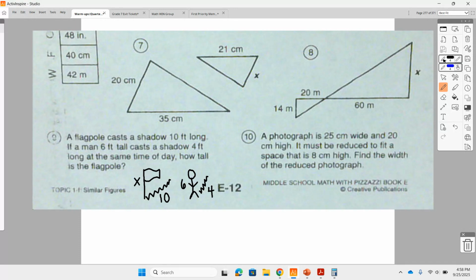There's our X. So again, think about doing colors again in your mind even. Height of the flagpole, height of the man. Shadow of the flagpole, shadow of the man. Remember, you're just setting up a proportion, making sure that everything matches.